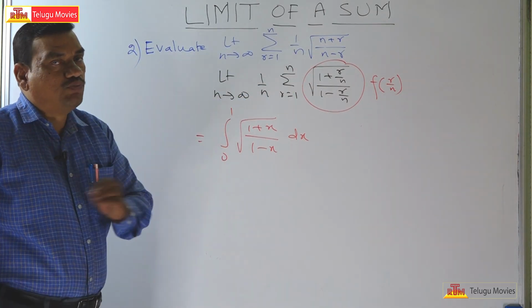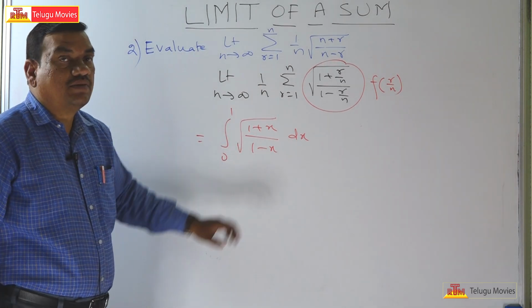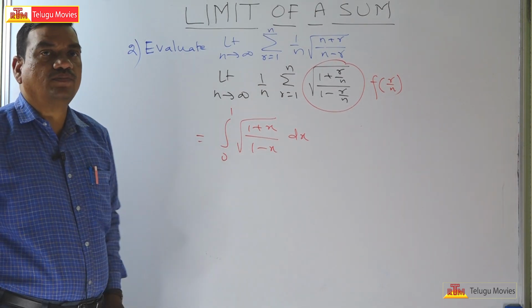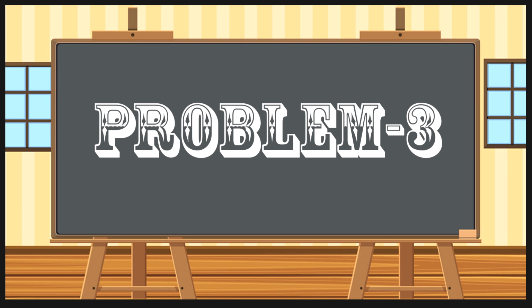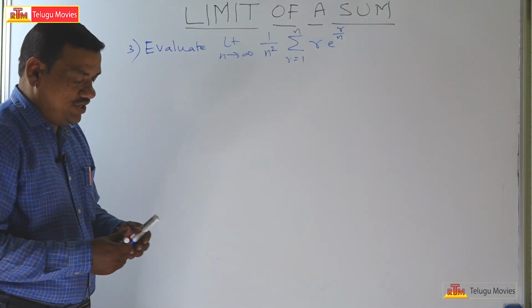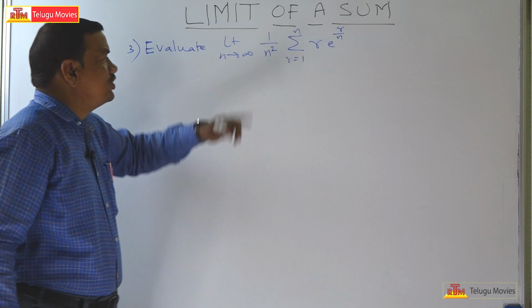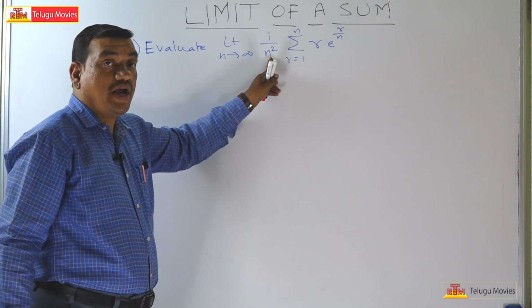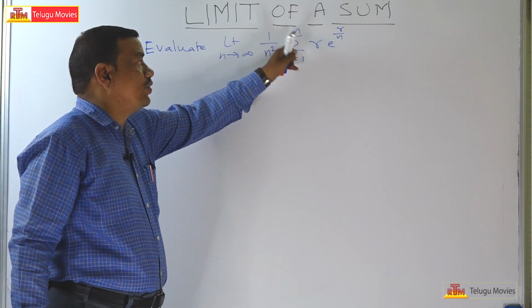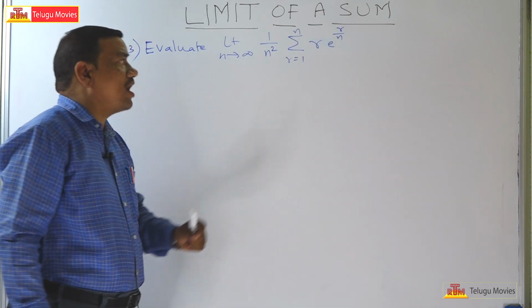Now I hope that you understand this concept. Let us go for the next problem. Welcome to the next problem. So here you see limit n tends to infinity 1 by n square sigma r runs from 1 to n, r into e to the power of r by n.